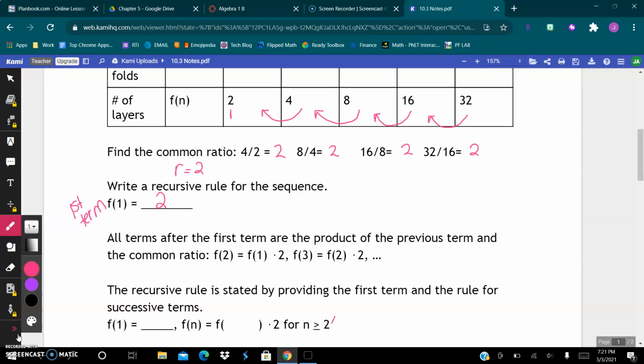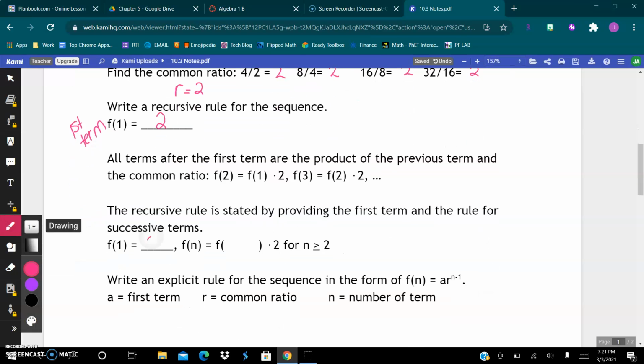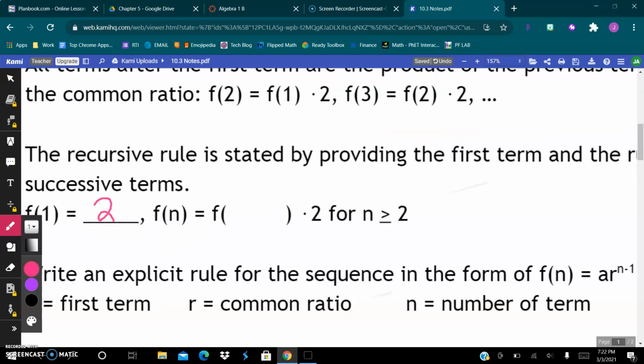The recursive rule is stated by providing the first term, which we have already decided is 2. So you always have to have f of 1 equals that first term. You can't write a recursive rule without knowing the first term. And then the rule for the successive terms.